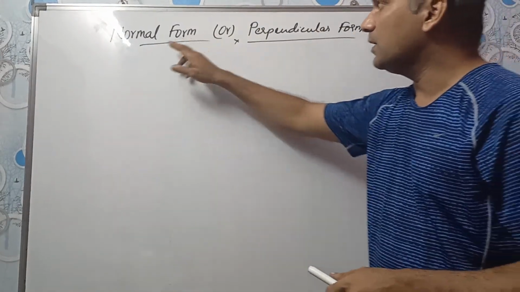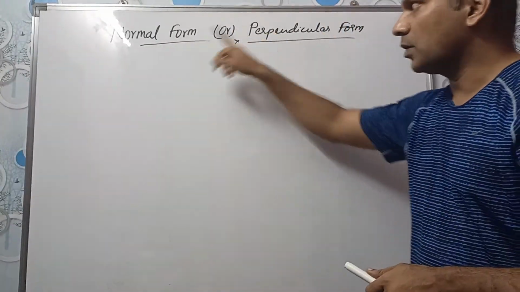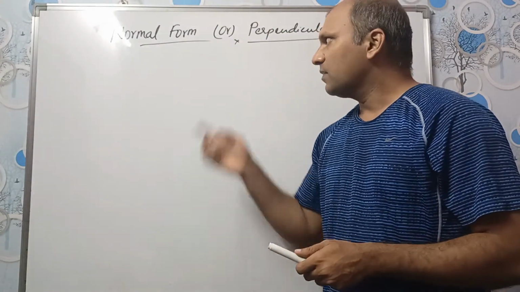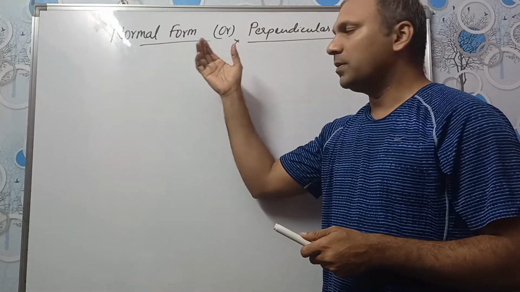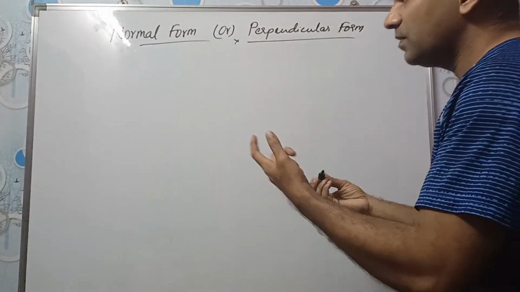In this video we will learn about normal form or perpendicular form. Normal form is also called perpendicular form. Okay, first let us learn the basics. How do we represent an equation of a straight line in normal form? After that we will derive it.